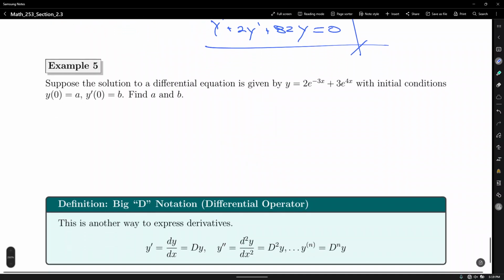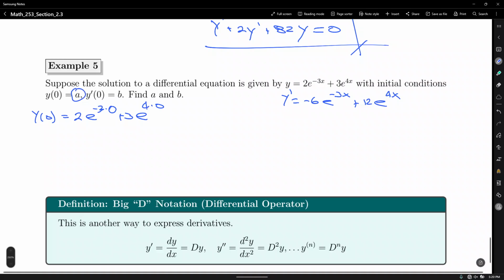Okay, so number 1, let me actually take the derivative. y prime equals negative 6 e to the negative 3x plus 12 e to the 4x. Okay, that's y prime. All right. So let's evaluate y of 0. So y of 0 equals 2 e to the negative 3 times 0 plus 3 e to the 4 times 0.